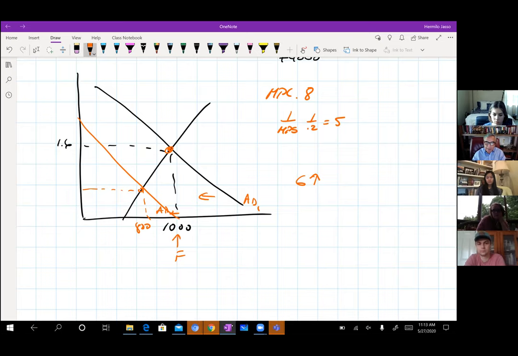How much is the gap that we have? 200. So what do we need to do? Because we want to create a change of 200. We know that something times 5 is going to give me 200. So what does the government need to do?